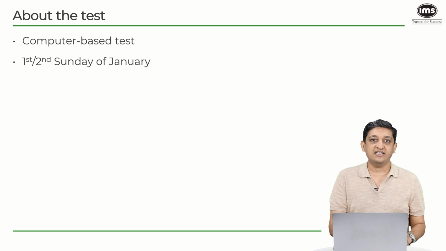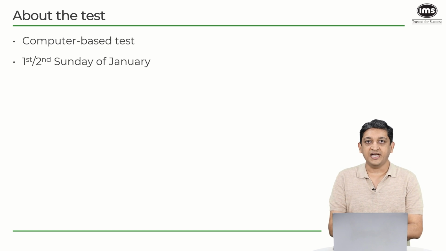Now, when is XAT conducted? XAT is conducted somewhere around the 1st or the 2nd Sunday of January, depending on the date on which this Sunday arises. So typically you can expect to be done with the XAT by the 10th of January or so every year.